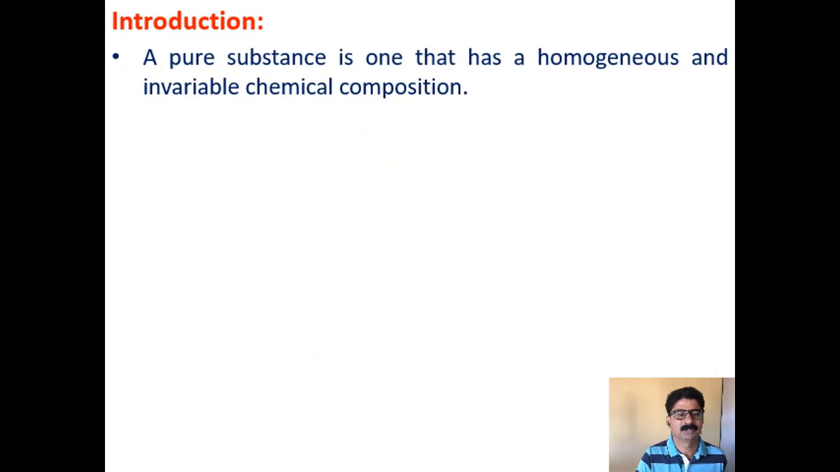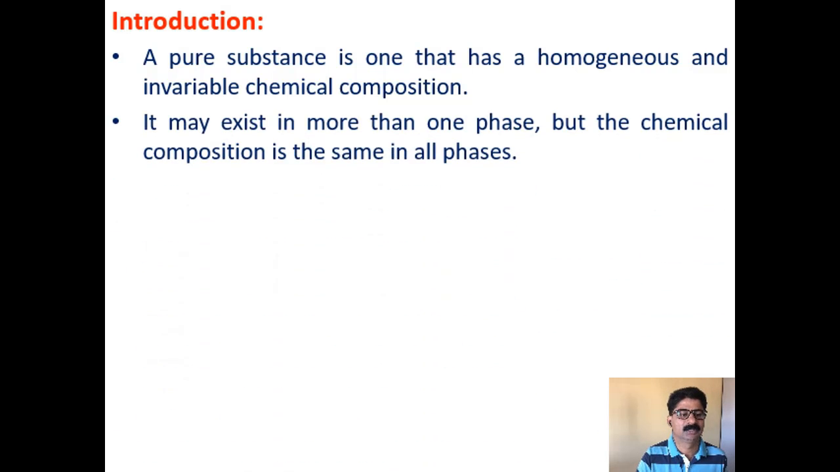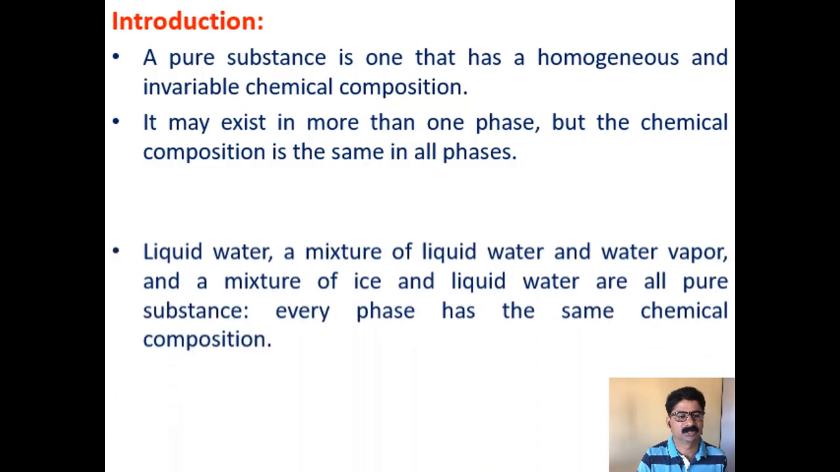A pure substance is one that has homogeneous and invariable chemical composition. It may exist in more than one phase, but the chemical composition is the same in all phases. See, there is a major requirement for a substance to be called a pure substance. Irrespective of the phase, it should have the same chemical composition.